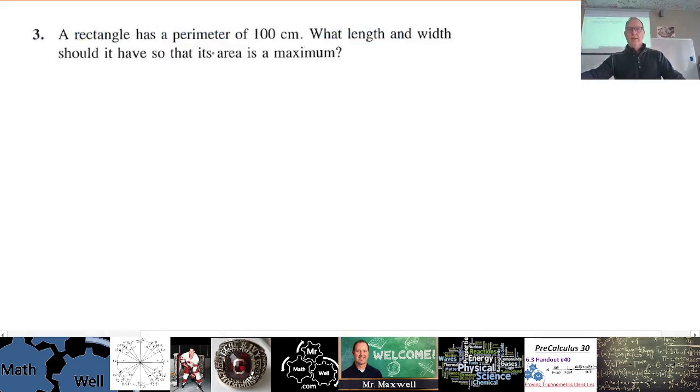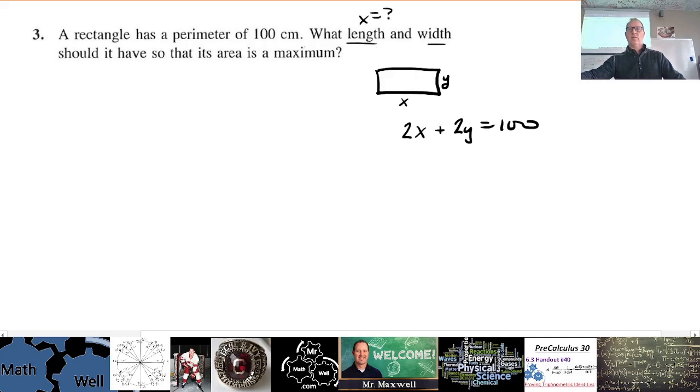All right, so a rectangle has a perimeter of 100. This is question number 3. So we have a rectangle over here. The perimeter, if this was x and y, 2x plus 2y is 100. Okay, so that's some information that's given. What we're trying to optimize is what length and width it should have. So that's just saying what are the dimensions, x and y.